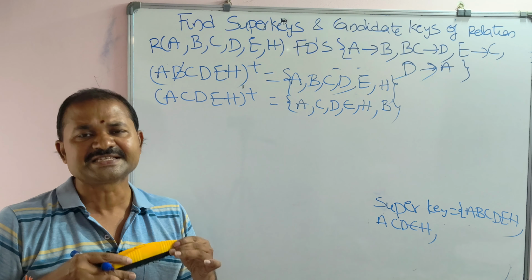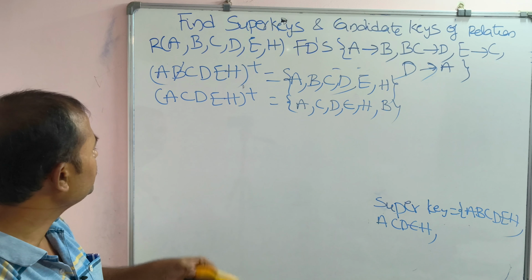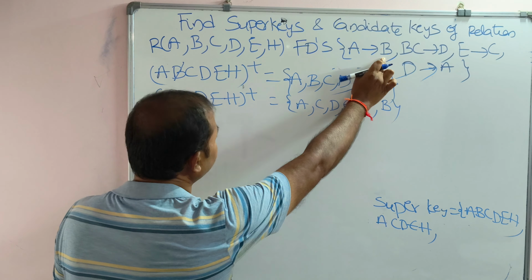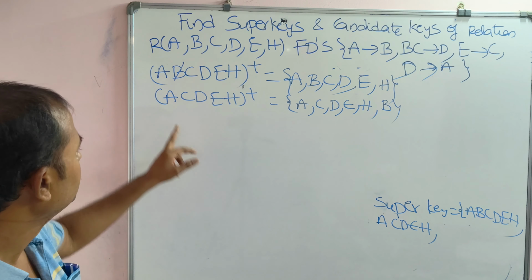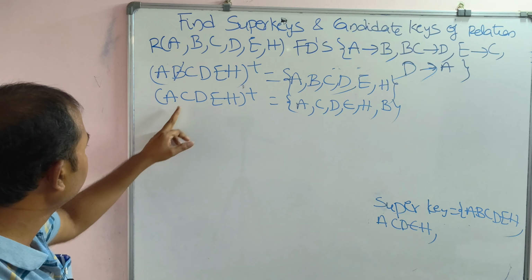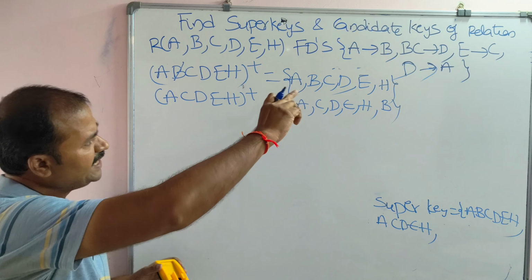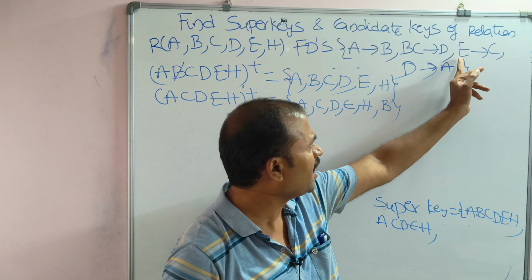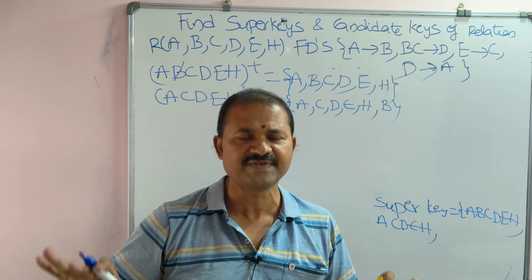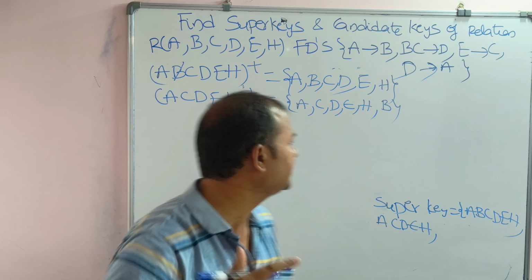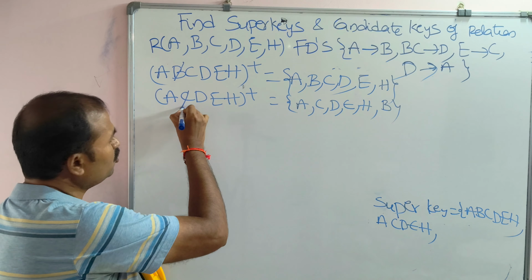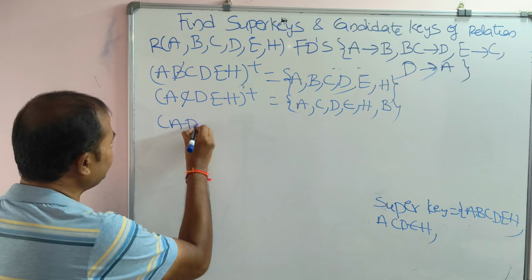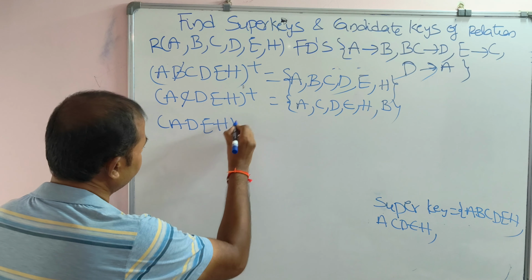Next, let us try to remove some attributes from this super key. A determines B, but here we don't have B. Next, BC determines D, but here we don't have B. Next, E determines C. So if we have E, then directly we can get the C value. So there is no need of C now. Why? Because E will give C. So the next super key is A, D, E, H.